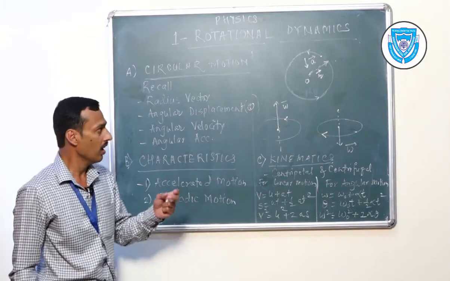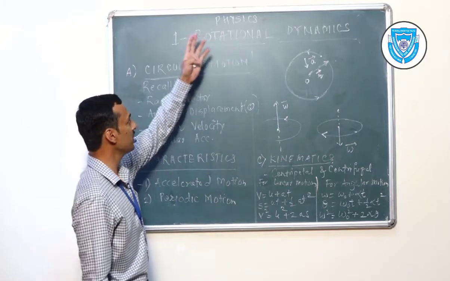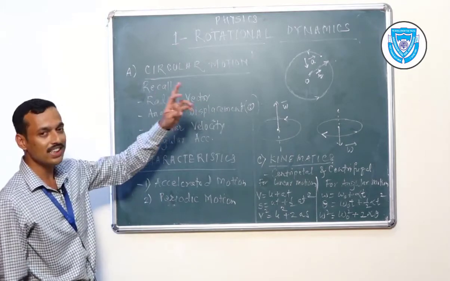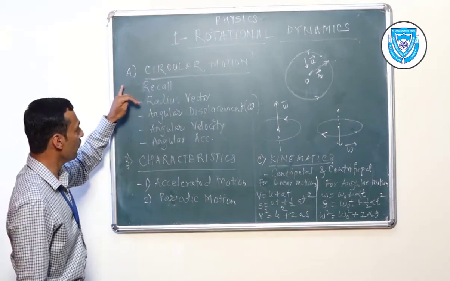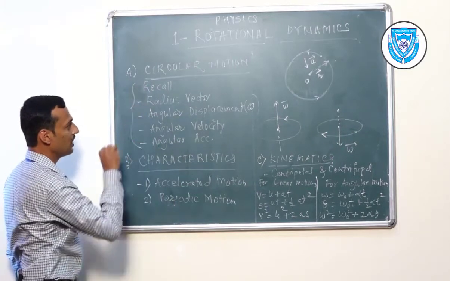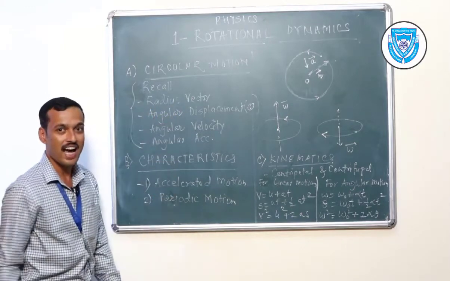Today we are going to start with our subject physics, our first chapter, that is rotational dynamics. In rotational dynamics, first topic, that is circular motion. In circular motion we are going to recall these four concepts. Among these, first one is the radius vector.